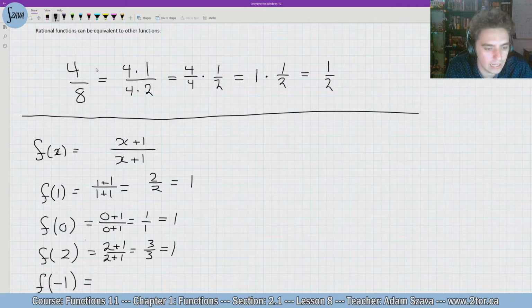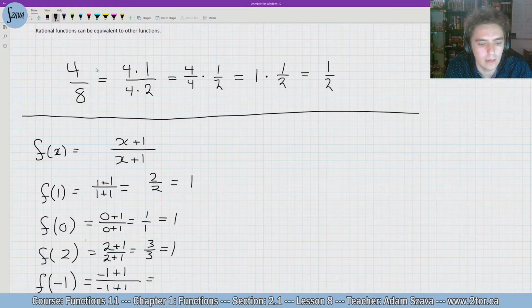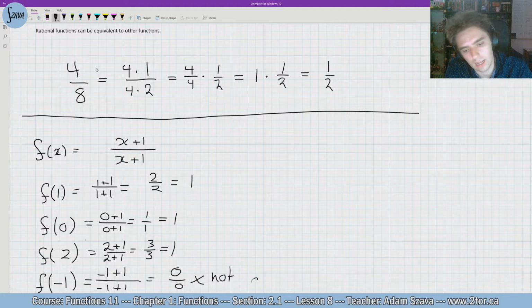But what if I put in -1? That would be -1 plus 1 over -1 plus 1, that would be 0 over 0. Well, here we have a problem. 0 over 0 is not a number. So I'm going to say here, not a number.